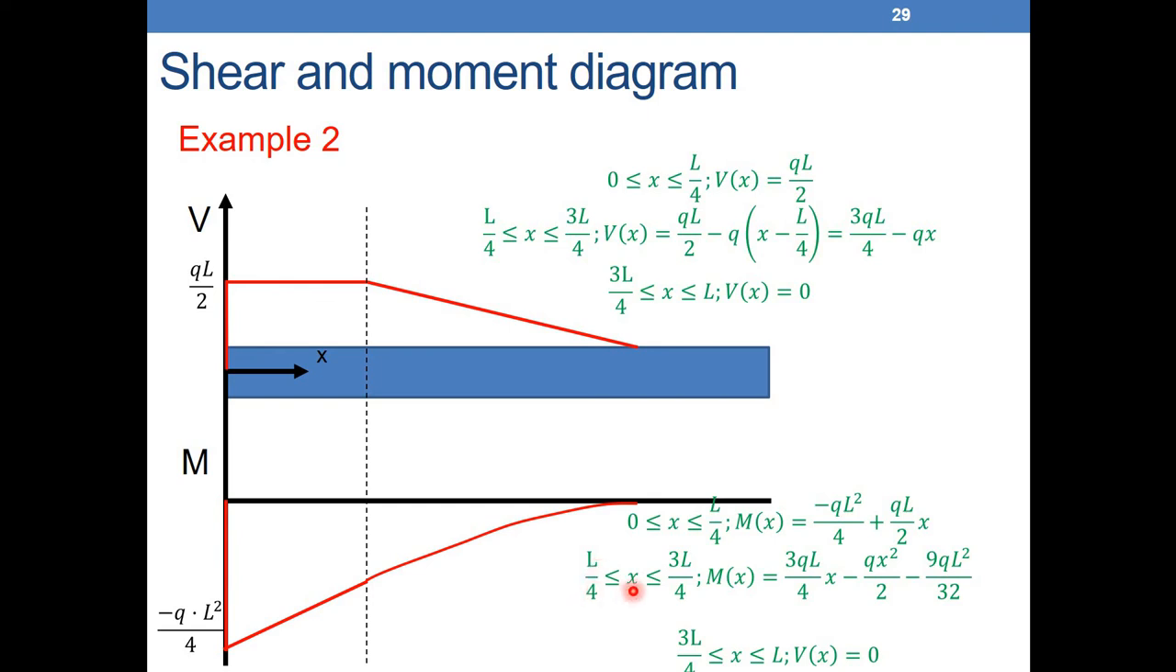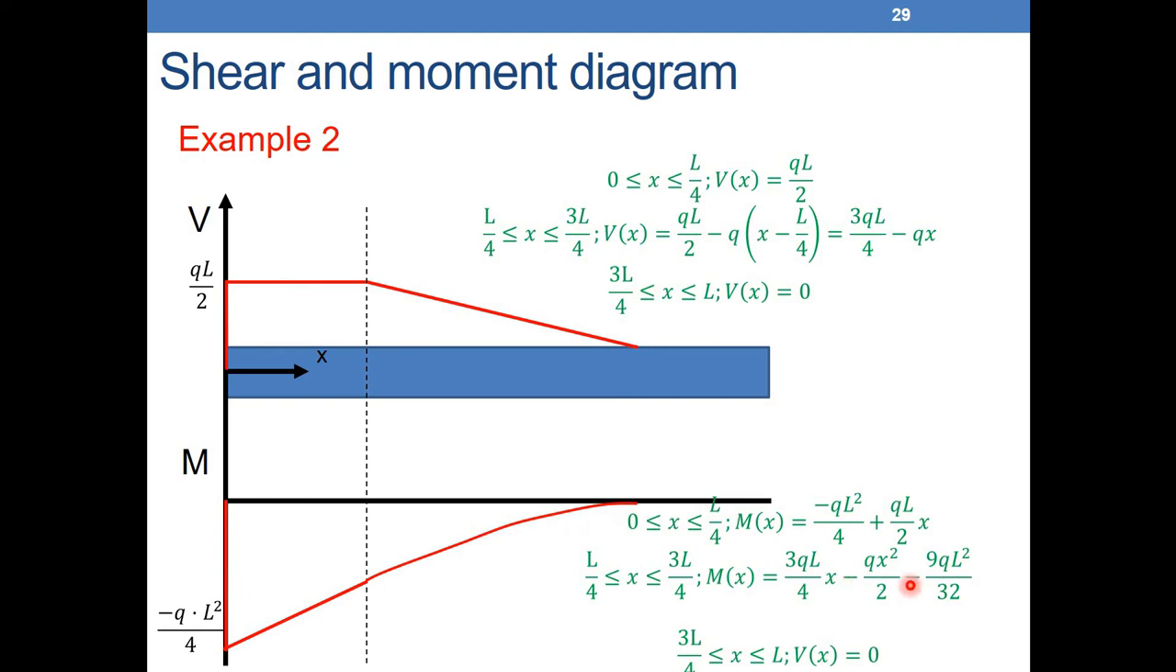After that, between L over 4 and 3L over 4, we can see that M of X is equal to 3QL over 4 X, just the equation of this parabola here. So if I integrate here, I will have 3QL over 4 X minus QX squared over 2. And to find this constant, I just take any point here. I know that the moment here is equal to minus QL squared over 8, and I can find this constant. So finding the equations will be a different story. The objective here is to draw the diagram and to find the moment at given points.